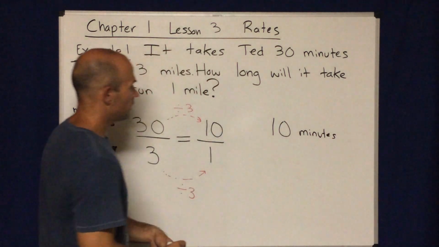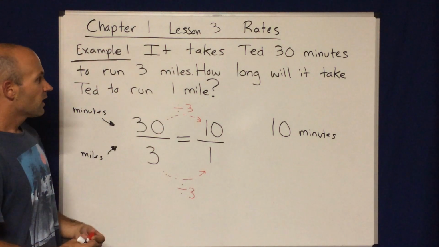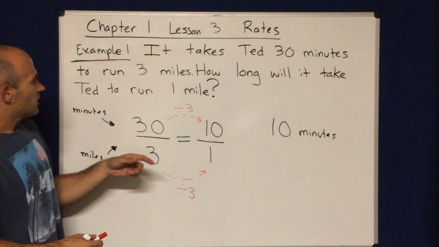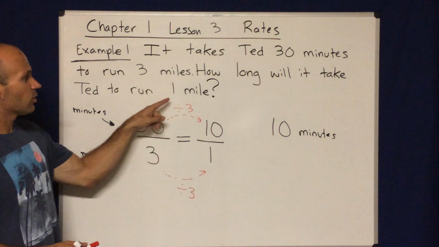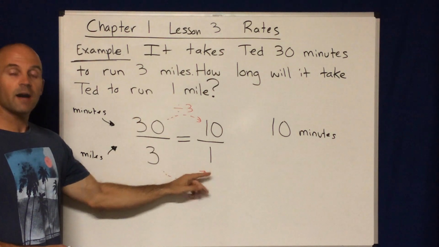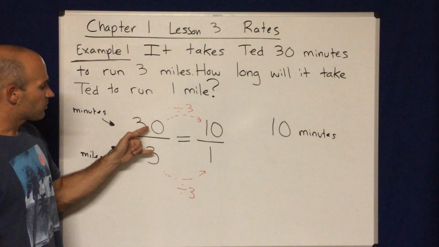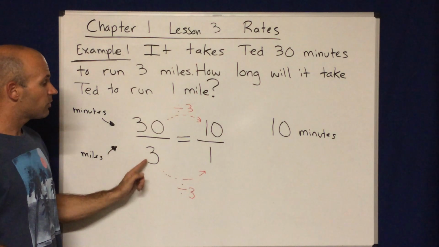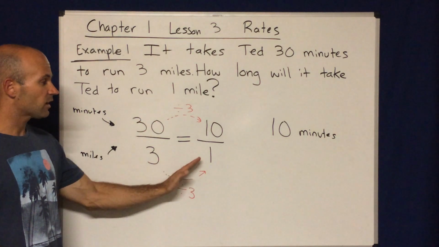Now this lesson, they really emphasize unit rates. If I had changed the question and said something like, how long will it take Ted to run 6 miles? You would put a 6 down here, and that would change your approach a little bit. In that case, you'd do something slightly different to this fraction. You would multiply both the numerator and denominator by 2 to take that 3 to a 6.